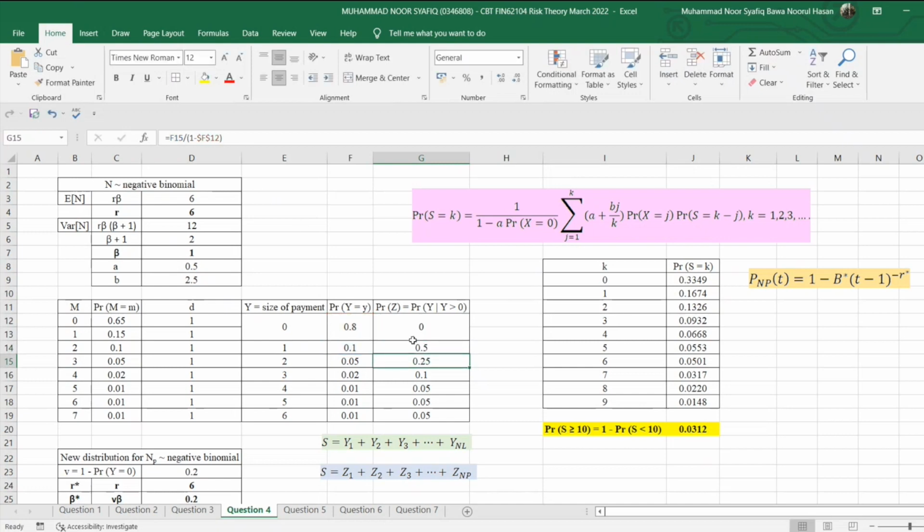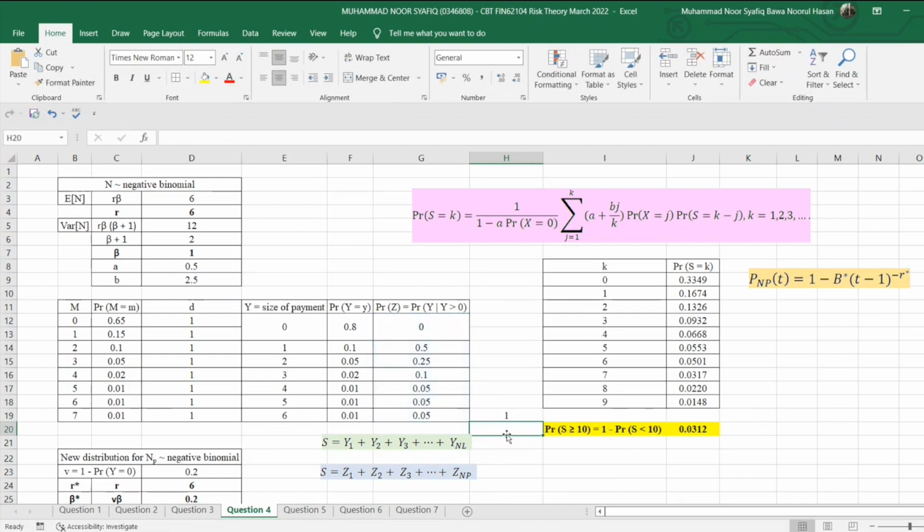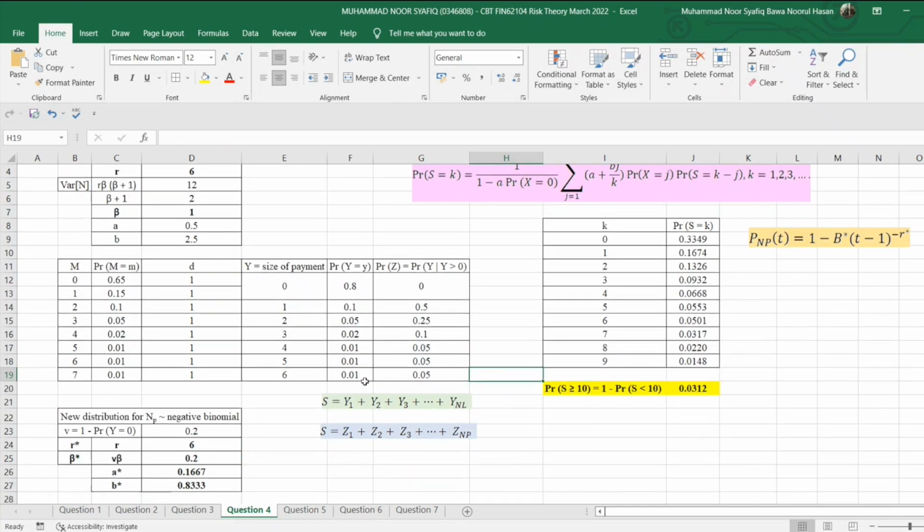And when we do this method for all, we can get the probability of Z, and we can check if it is correct or not by using the sum function, which is this. So we get the sum is equals to 1. So our probability of Z is correct. So in this question, I use NP in order to compute this answer, where there will be a new distribution for NP, which is also a negative binomial.